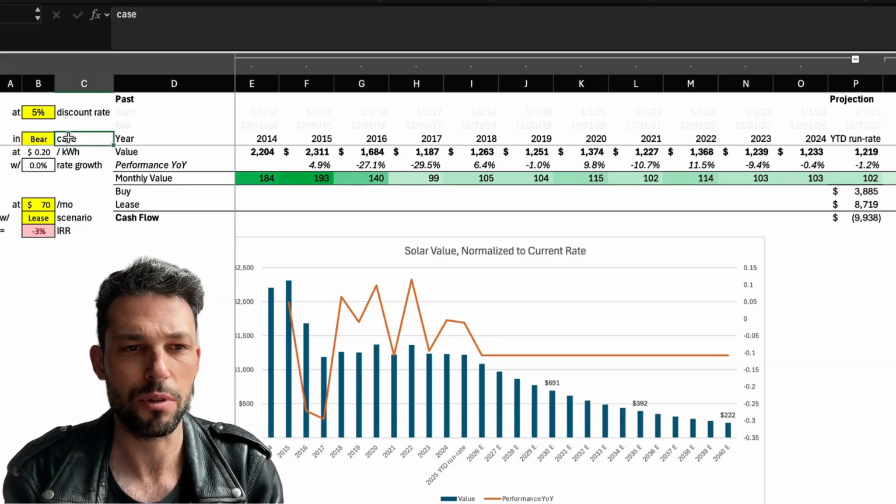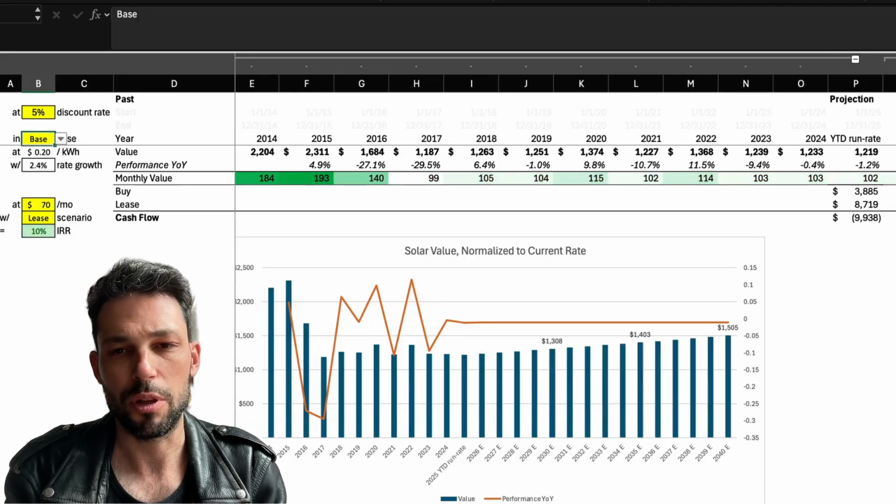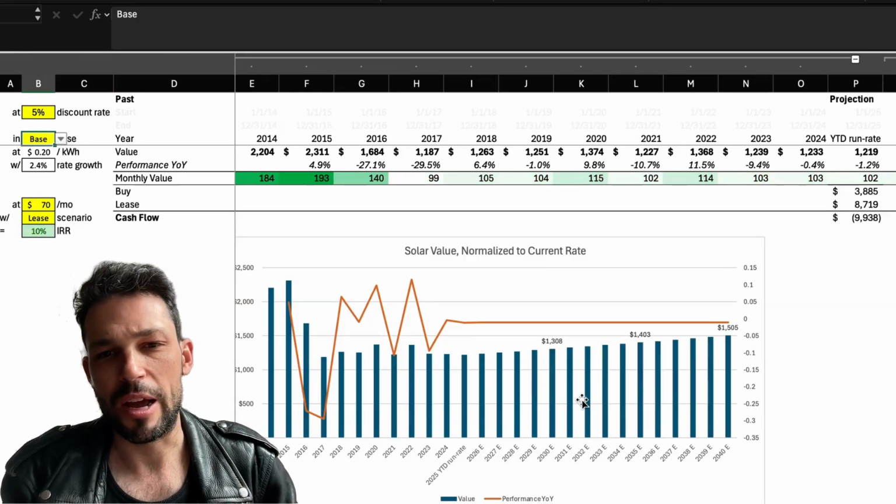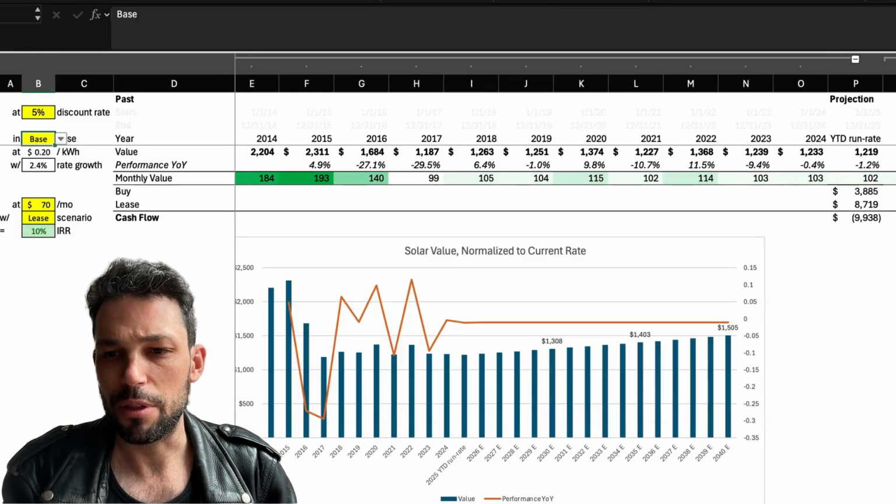I think the base case is the most likely, or worst case probably between the base and the bear. But anyway, I just prefer buying because you have more margin of safety. And that's basically how we think about this type of thing.